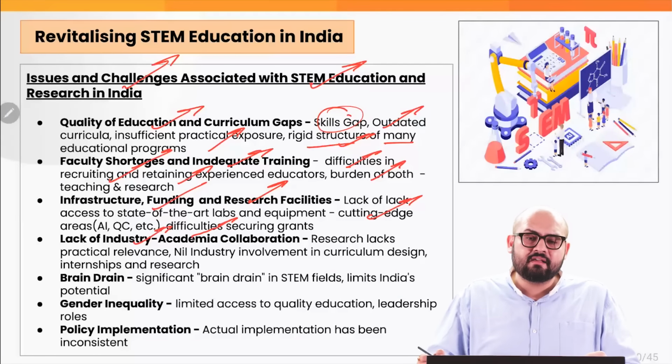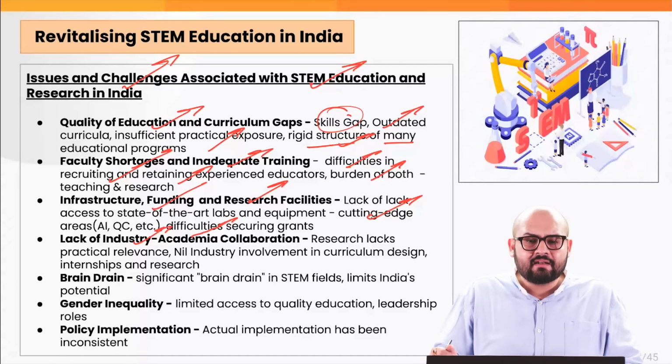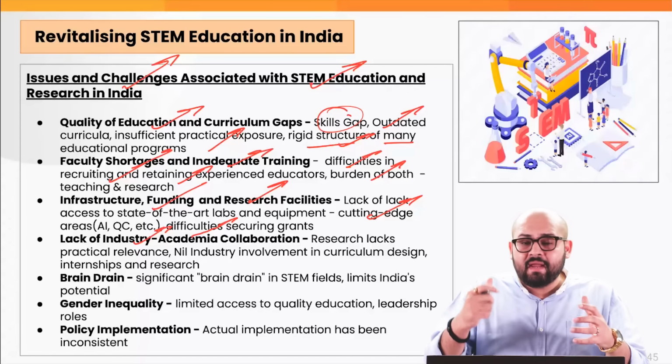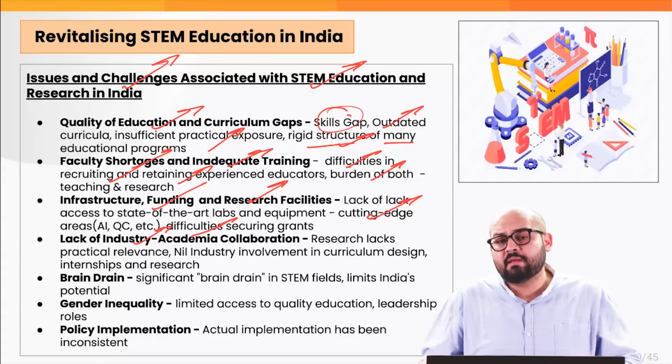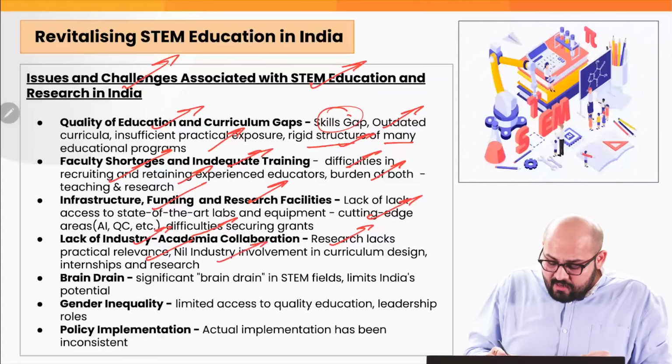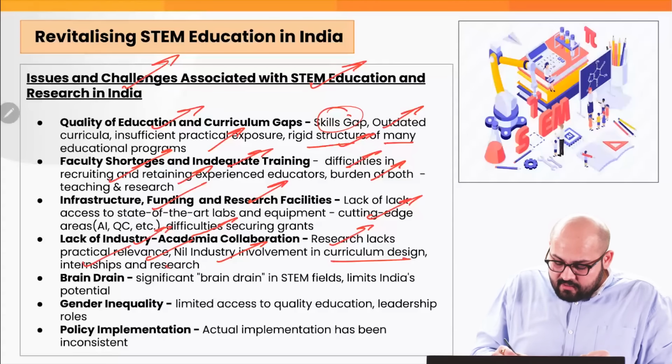Next is lack of industry academia collaboration, right? What we are seeing is that the curriculum design is not basically being made on a consensual approach. That is, we don't see the participation of industry in the overall formulation of the curriculum. We only have the professors in the colleges, the different team members, who are making the curriculum, and that obviously is not in line with the needs of the industry. So this curriculum does not reflect the needs of the industry, and therefore the research lacks practical relevance, and there is nil industry involvement in curriculum design, internships, and research, right?